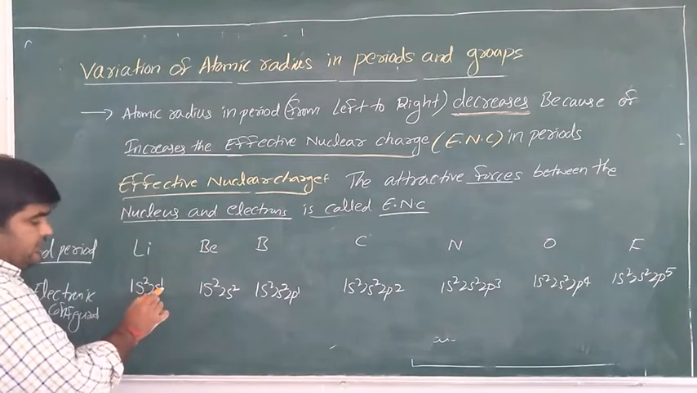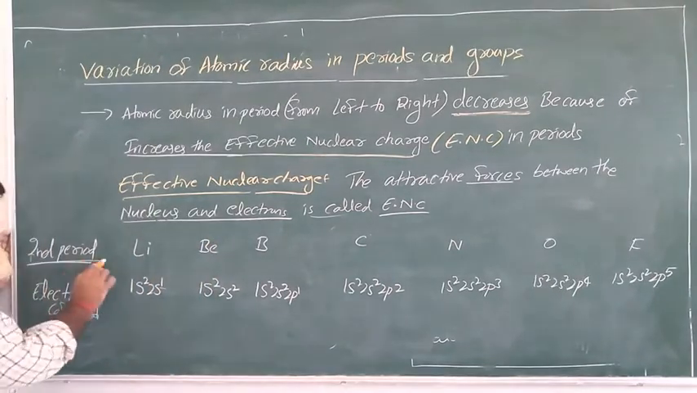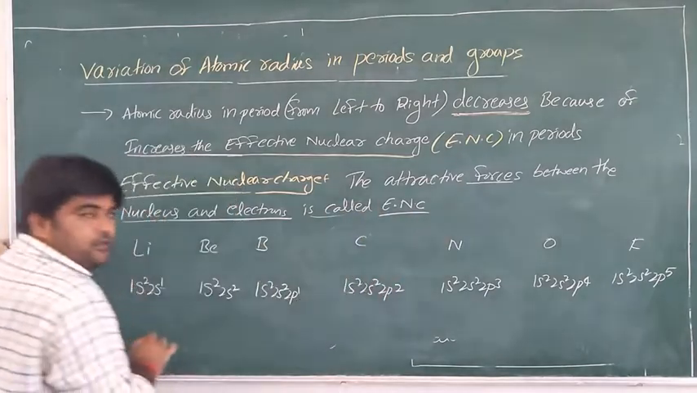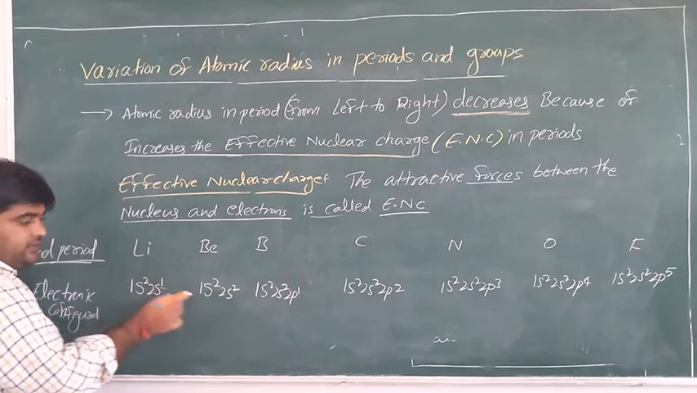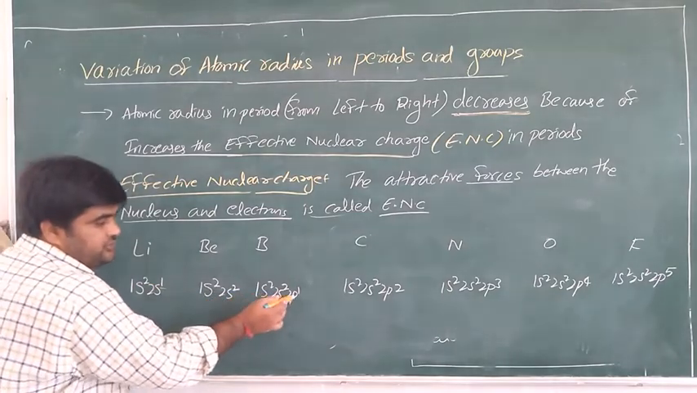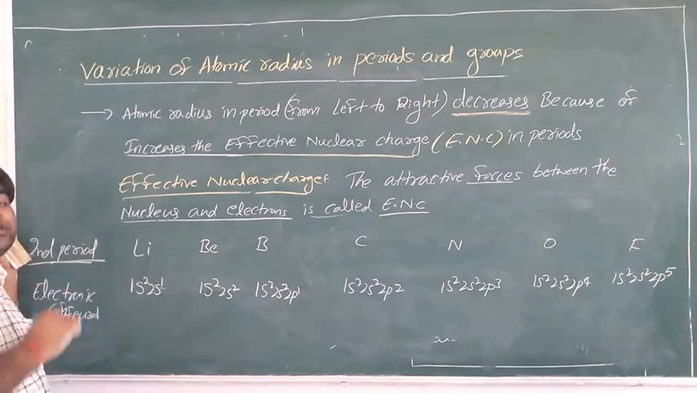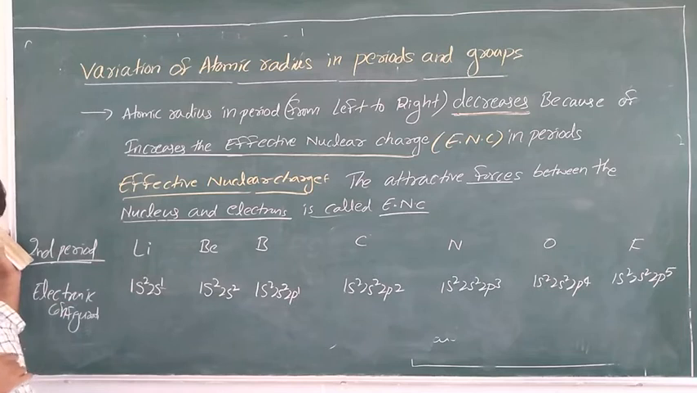See, here the number of electrons increases by one each time. These are the second period elements: lithium, beryllium, boron, carbon, nitrogen, oxygen, fluorine. In that, 1s2 2s1, 1s2 2s2, 1s2 2s2 2p1. So electrons enter the same energy level only.